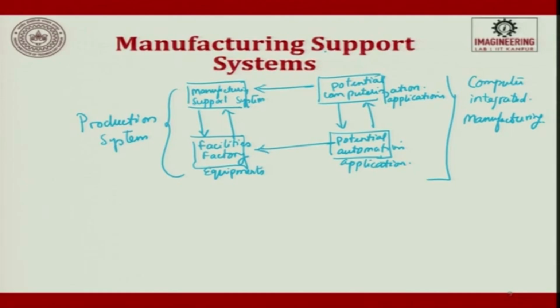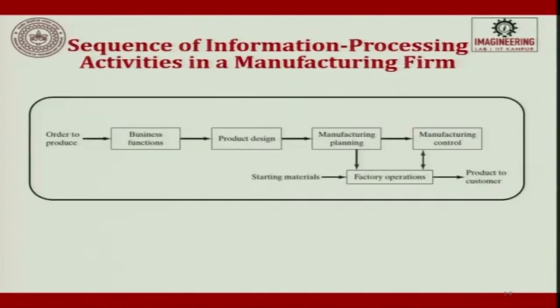Now, these two, what gets added to it, wherein the presence of computer helps us in a big way, converts this production system into computer integrated manufacturing. Now, let us see the sequence of information processing activities in a manufacturing firm. So, first, how does information get moved or processed in a manufacturing firm?